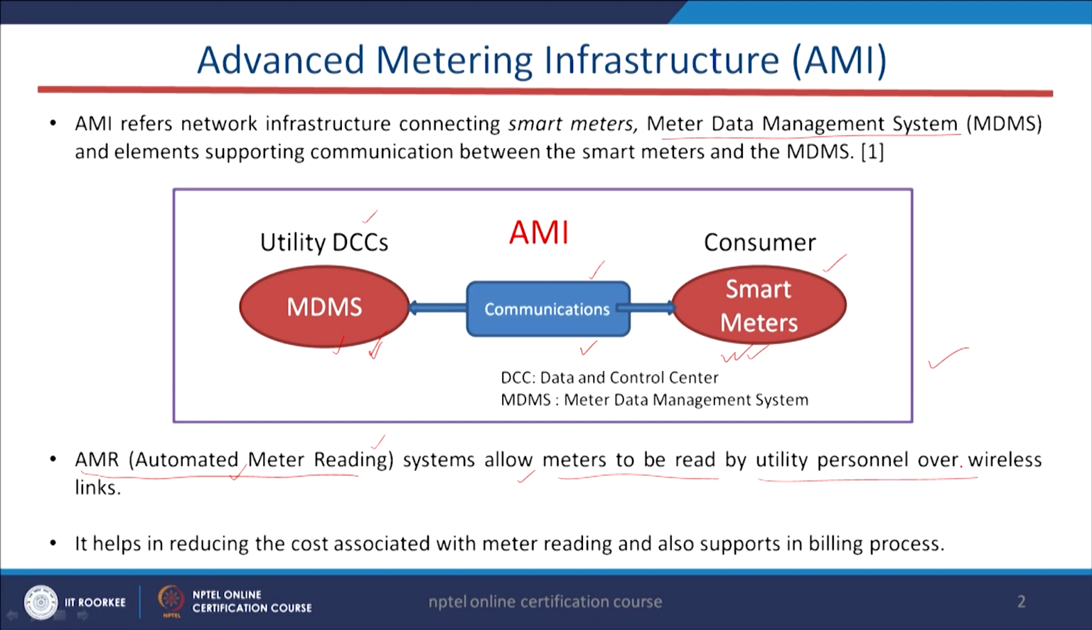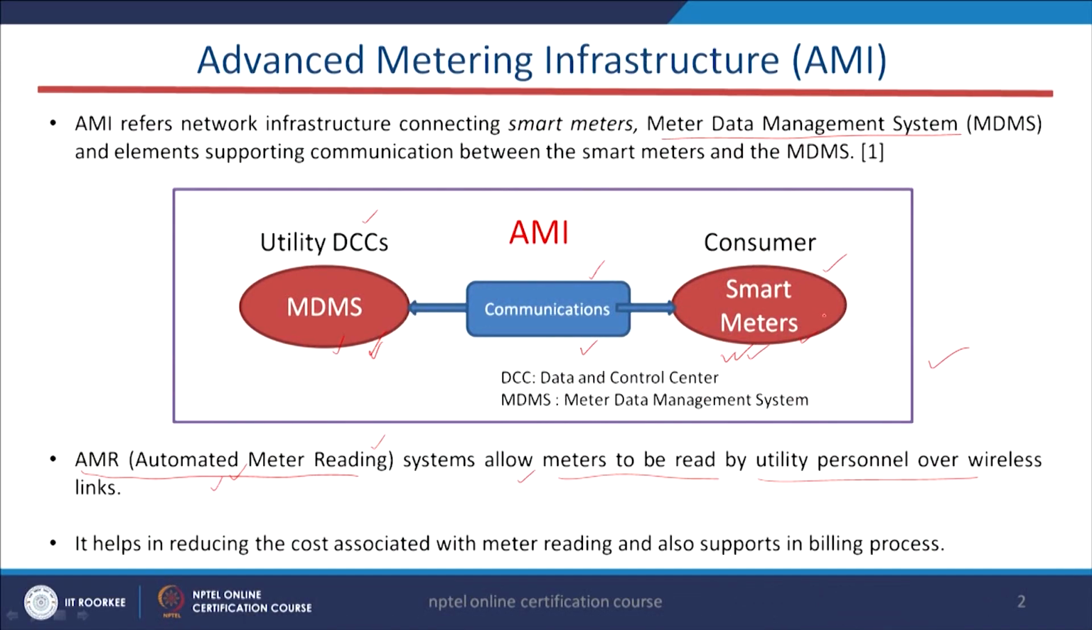Basically, inside the customer premises we have the energy meters, the smart meters. We have to read those smart meters and collect the data from them. For that purpose, this automated meter reading system allows any personnel who reach near the customer premises to read the data of the meter located inside the premises from there itself by wireless communication. That is what this AMR does.